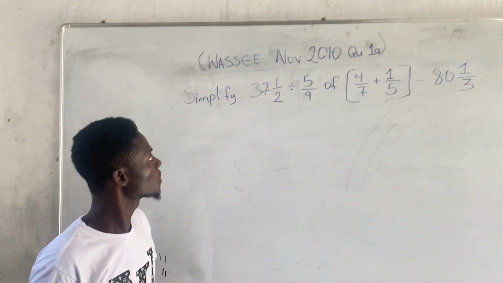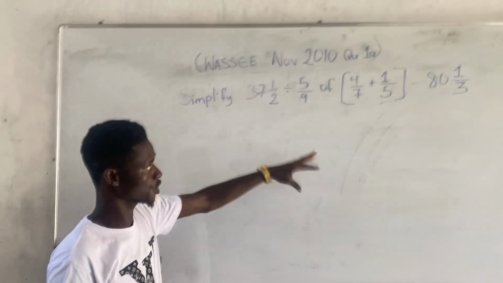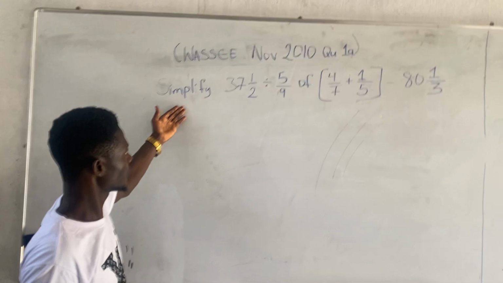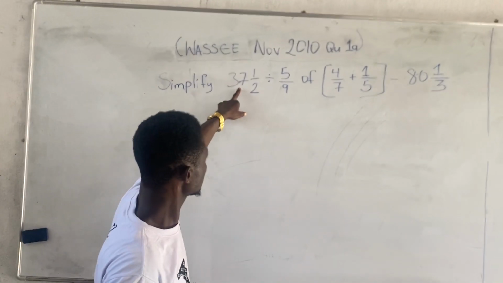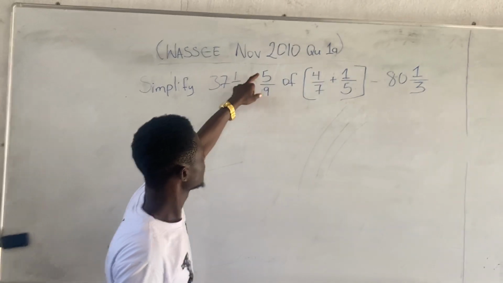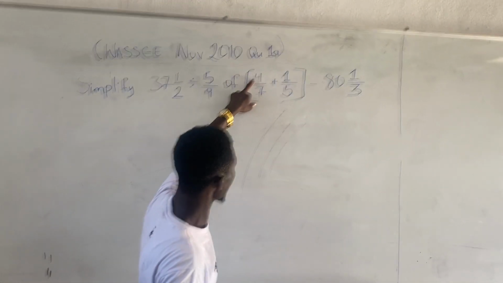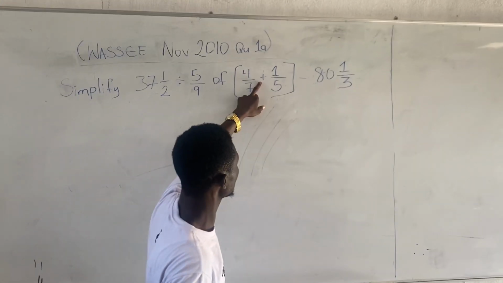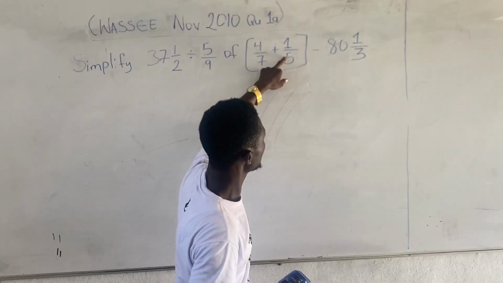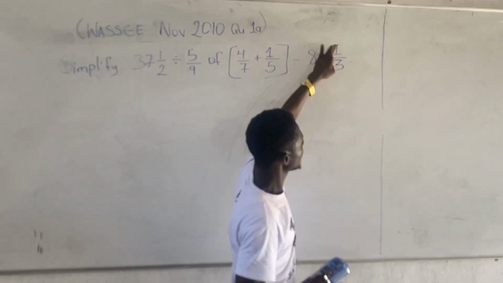We have November 2010 question 1A, and it is fractions. It says simplify 37 whole number 1 over 2 divide 5 over 9 of bracket open 4 over 7 plus 1 over 5 bracket closes minus 80 whole number 1 over 3.